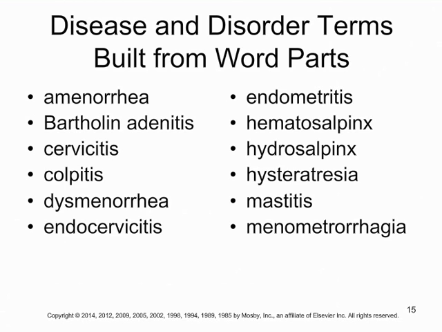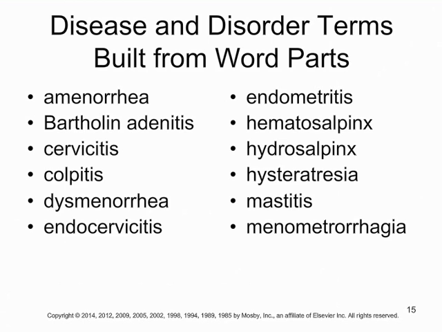There's dysmenorrhea. So again, we're talking about menstrual flow, and instead of having an absence, we have painful. Dys as a prefix means painful. Endocervicitis. This would be an example of inflammation of the inner lining of the cervix, whereas cervicitis is just kind of a generic blanket term for all of the cervix. Endometritis is inflammation of the inner lining of the uterus, the endometrium.